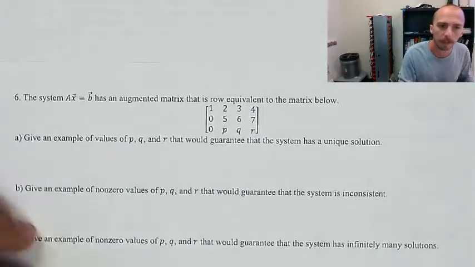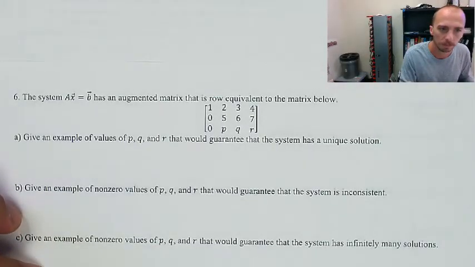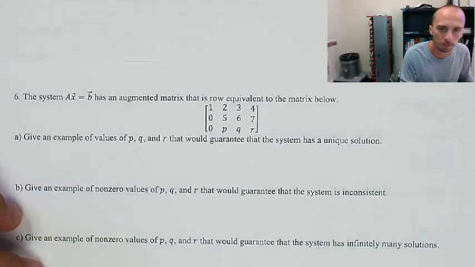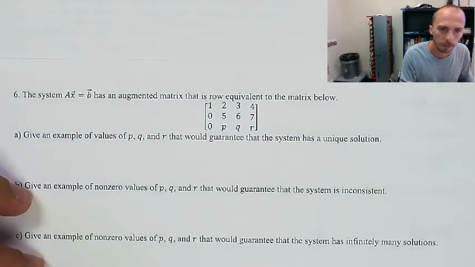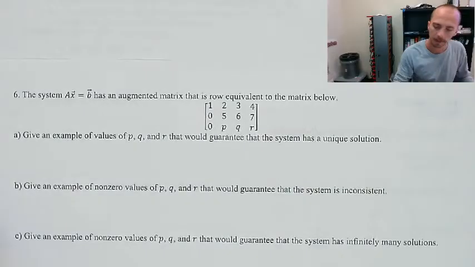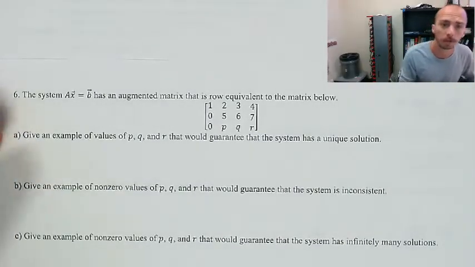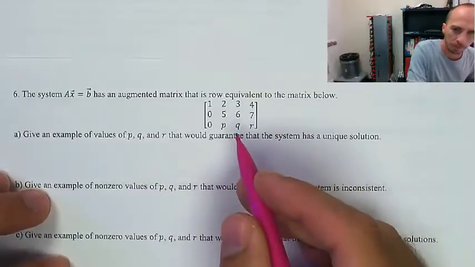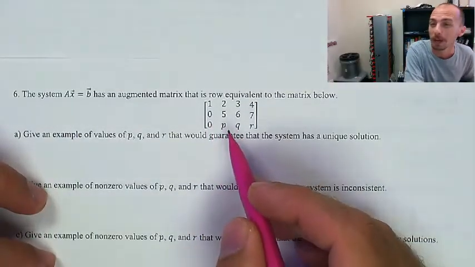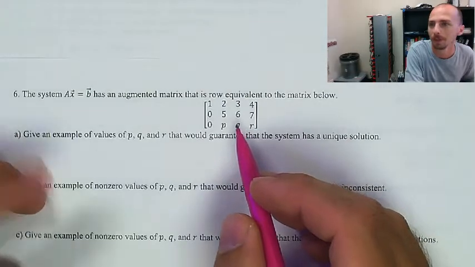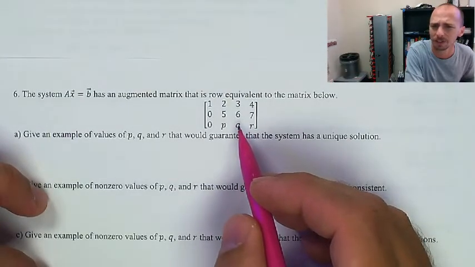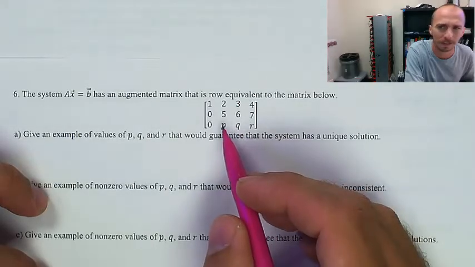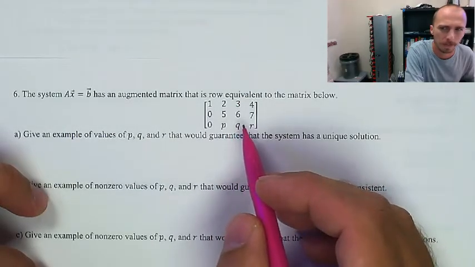All right, on the back, the system AX equals B has an augmented matrix that's row equivalent to the matrix below. Give values of P, Q, and R that would guarantee that the system has a unique solution. Okay, so I kind of just made this one up when I was making the homework a few days ago. With this one, I think I typically had made P as 0, and then Q would need to be like 1, or really anything, right? As long as, I think if P is 0, Q and R can be about whatever they want.